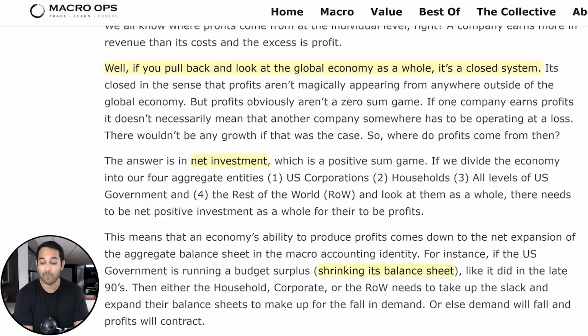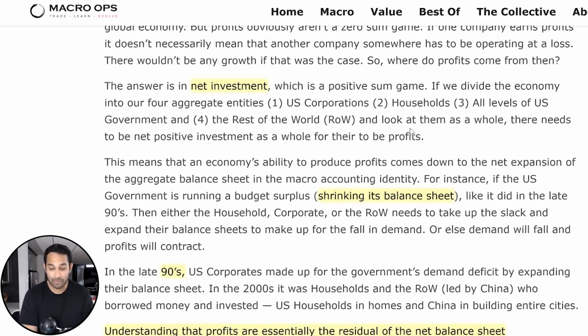So where do these profits come from? That answer is net investment. And net investment is a positive sum game. So if you break down the economy Ray Dalio style into 4 aggregate entities, you have US corporations, households, all levels of US government, and then the rest of the world. So if you look at them all together and how they're spending and their balance sheets, then there needs to be a net positive investment between all of them for there to be profits.